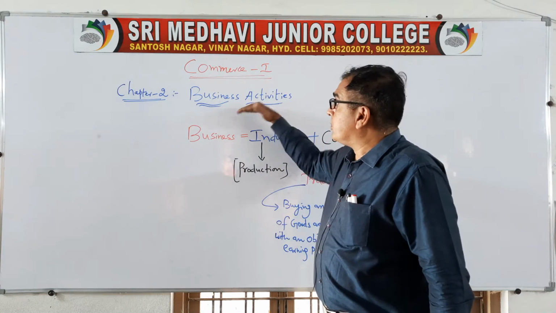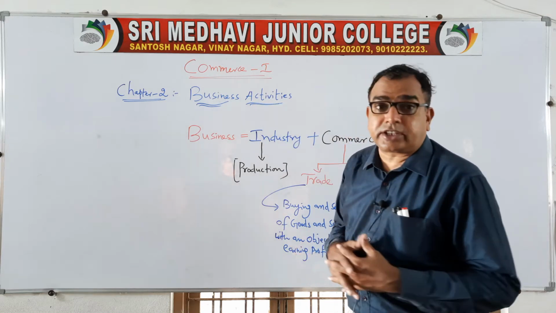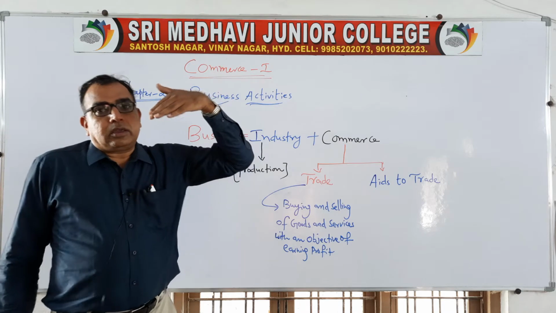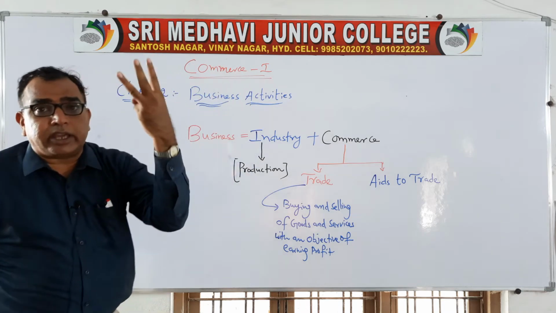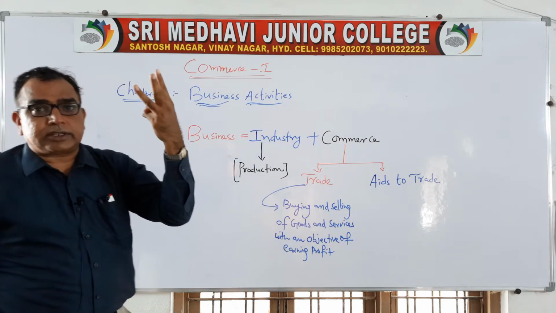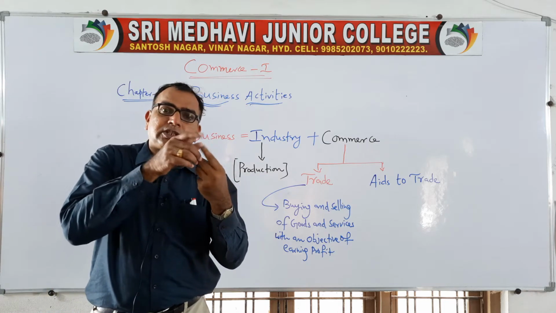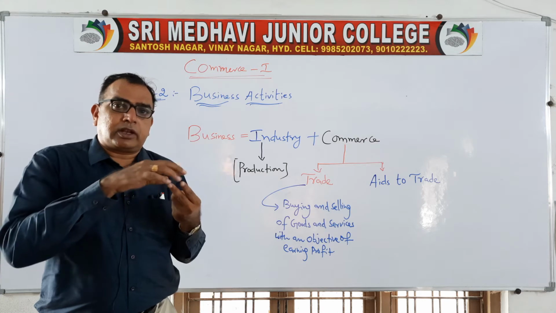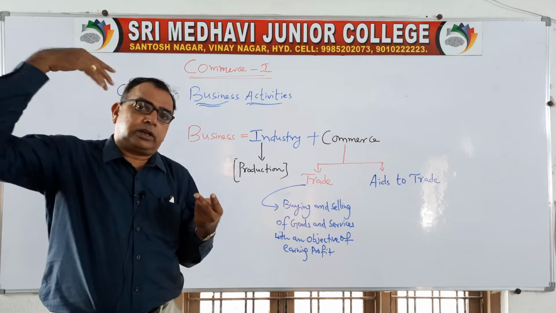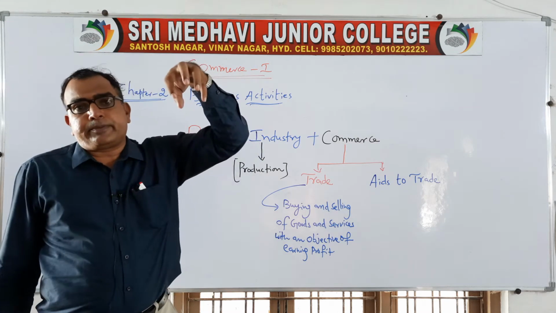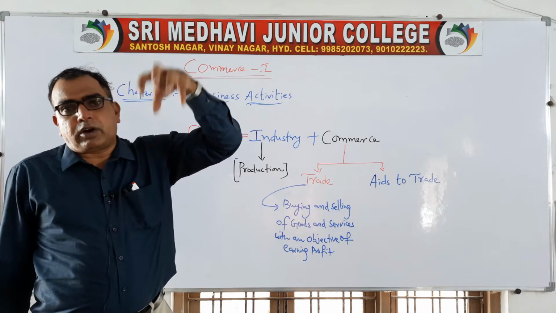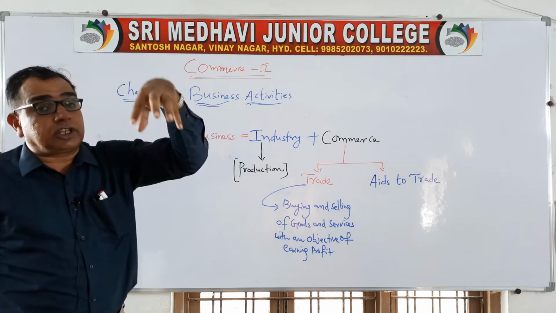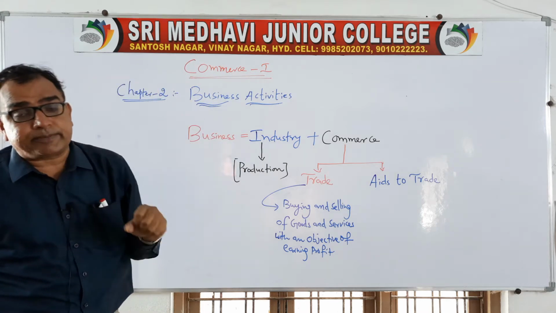Now we have moved on to the second chapter, business activities. In our first chapter we learnt that there are three economic activities. The first one is business, the second is profession, the third is employment. I have told you that in Commerce 1 we are not bothered about profession or employment, because after obtaining a specific qualification we definitely become either a professional or an employee. In this Commerce first year we are going to learn only about business.